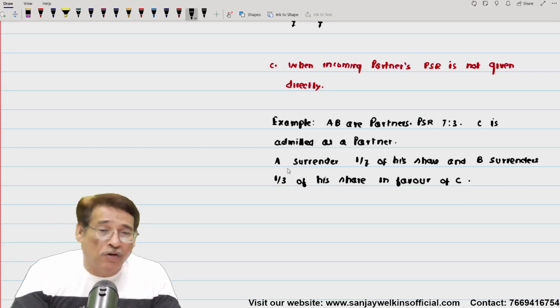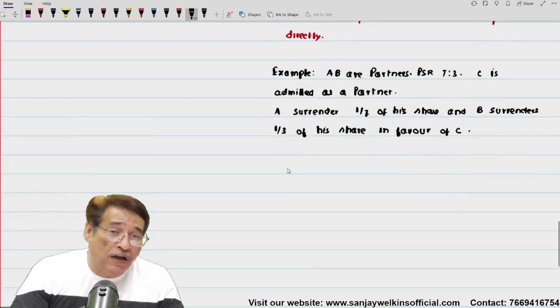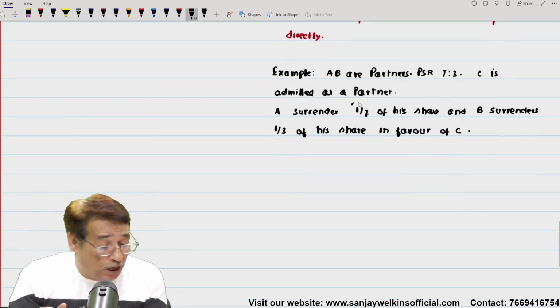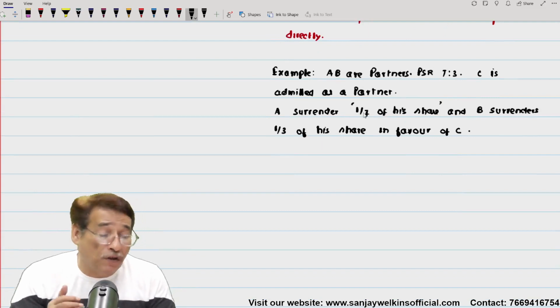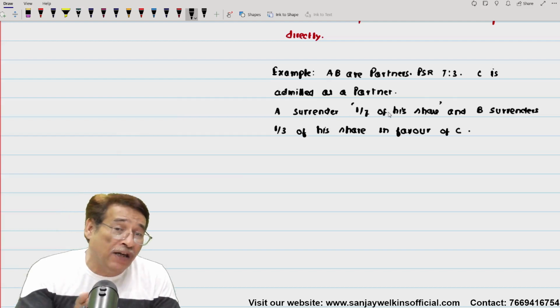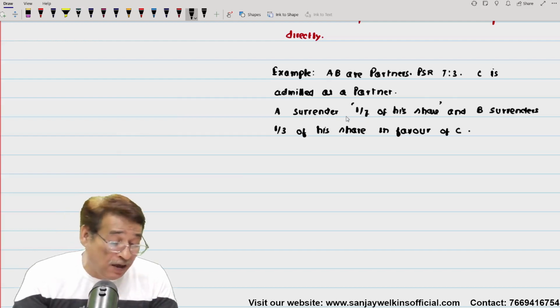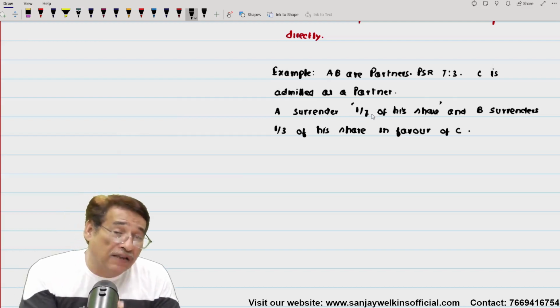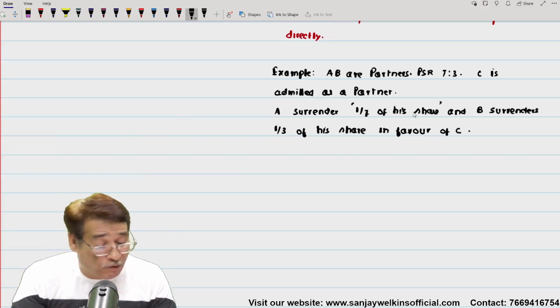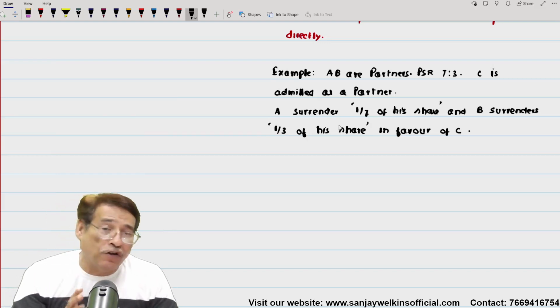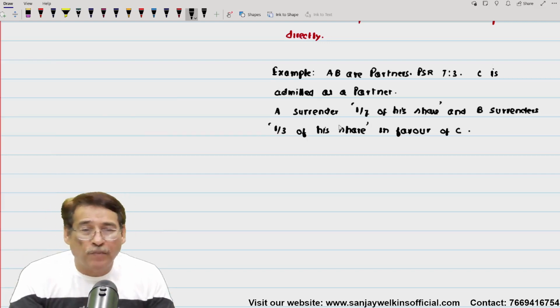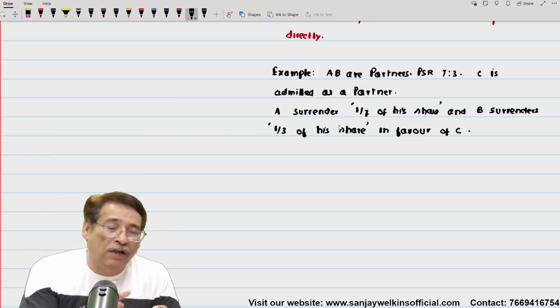However, in this particular question, we are given that A surrenders 1/7 of his share. Now, 1/7 of his share. First of all, I will have to compute how much A is sacrificing, because in this case it is not given what exactly A is sacrificing, because it is written 1/7 of his share. Similarly, B surrenders 1/7 of his share. So in this question, some fractional surrender is given and not complete sacrifice.